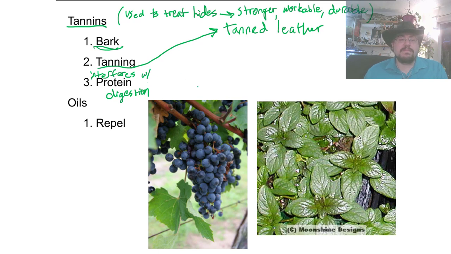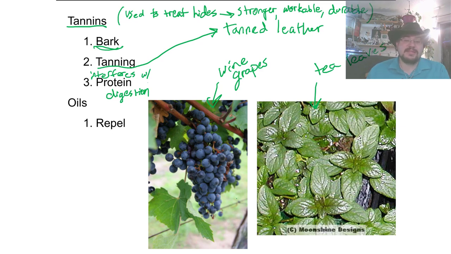Not only do we find it in bark, but we also find it in pretty good concentrations in wine grapes. And we also find it in tea leaves. So a lot of the species of plants that we use to brew tea from have tannins in them. And they are a herbivory defense mechanism. So that's kind of cool.